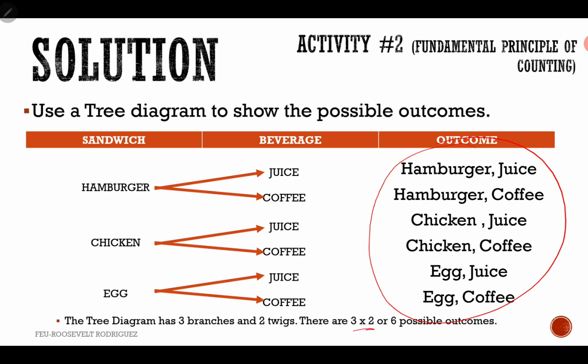We have 3 times 2. Alright? Therefore, the answer is 6. We have 6 possible outcomes, which validates our sample space. We have 1, 2, 3, 4, 5, 6 sample space. So, therefore, the formula for this given problem is to simply multiply all of our events or possible outcomes.